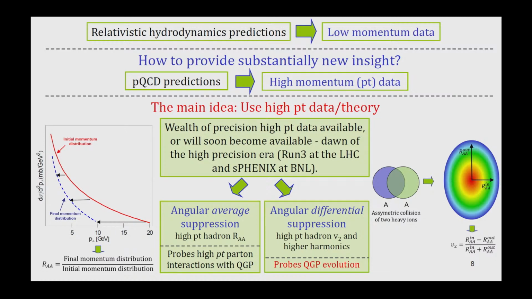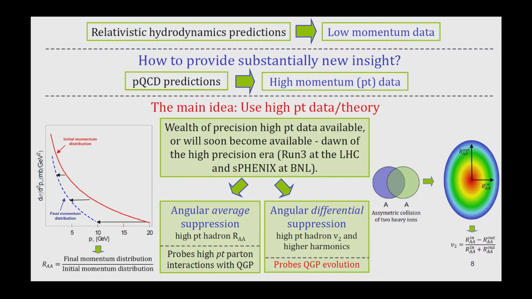Another important high PT observable is the angular differential suppression, that is, high PT hadron V2 and higher harmonics V3, V4, and so on. They are considered as excellent probes of QGP evolution. Again, on a simplified example, I will explain what V2 is. Suppose that we have an asymmetric collision of two heavy ions. Then the quark-gluon plasma will be created in the overlap region, and we see that this is asymmetric. It has an almond shape.